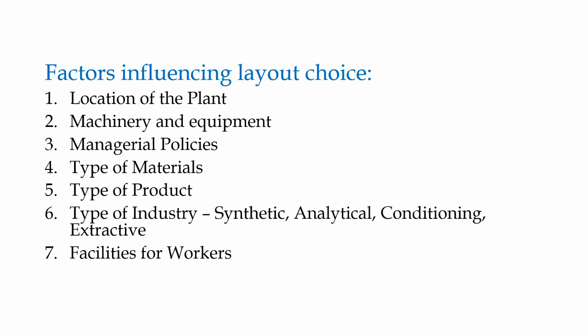And then type of materials we are using in our product, and type of product itself, and type of industry. Here we come across different types of industries: synthetic, analytical, conditioning, and extractive. A synthetic industry is that where it uses 2 or 3 different raw materials to make a single product. For example, cement, then iron, pig iron or steel, whatever it is.